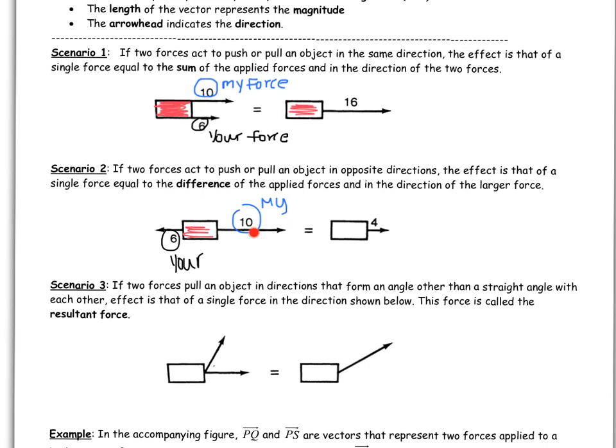I'm going to win. My force is going to win, and I'm going to win by a force of 4. So this box over here is going to move in a direction to the right 4 pounds. So we'll say we're using 4 pounds of pressure to push it. Okay, these two scenarios are easy. The first scenario, we're either going to add the two forces together. The second scenario, we're going to subtract the two and take the direction of the bigger one. But that's easy. We're not going to do that.